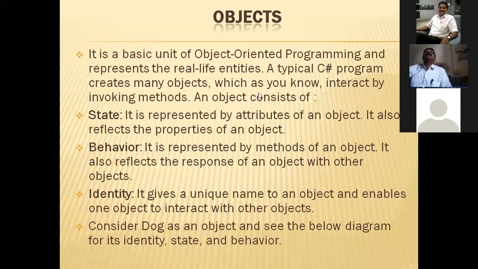And in a typical C# program, you can create many objects, and they can interact by invoking particular methods. So what does an object consist of? An object consists of state and behavior. State is represented by the attributes of an object. These attributes are the characteristics of an object and also reflect its properties. So attributes, properties, or characteristics, all collectively we call the state.